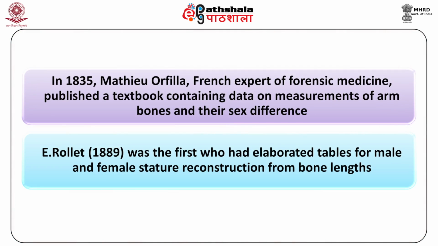The history of forensic anthropology extends back to the 19th century, when anatomists and physical anthropologists were occasionally asked to provide their assistance in human identification. In 1835, Mathieu Orfila, a French expert of forensic medicine, published a textbook containing data on measurements of arm bones and their sex differences. E. Rollet was the first who elaborated tables for male and female stature reconstruction from bone length.